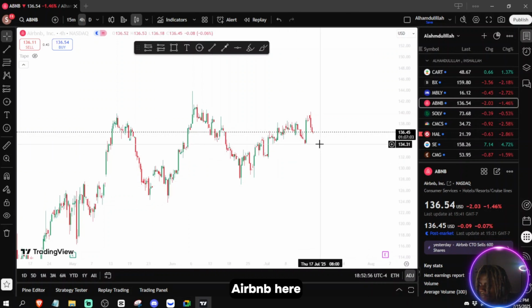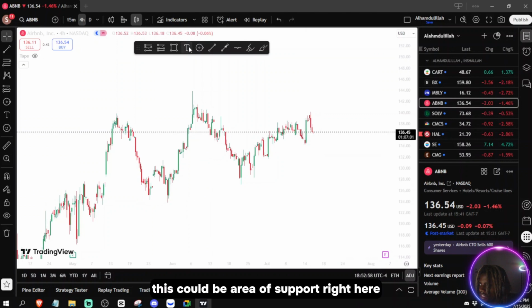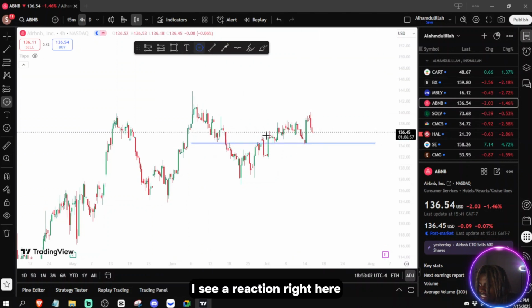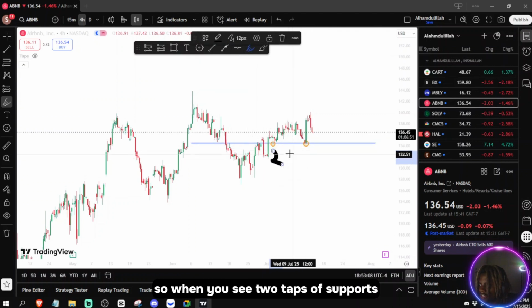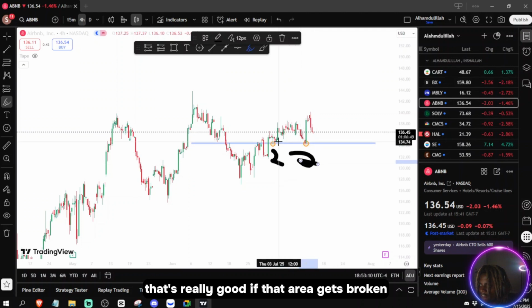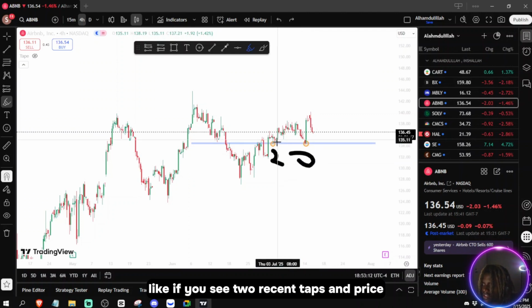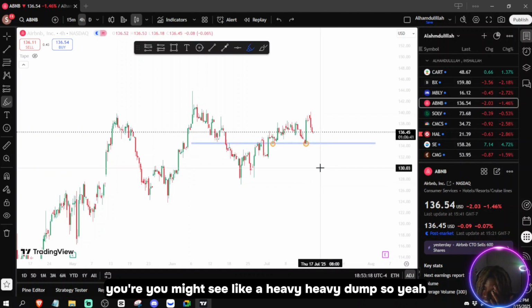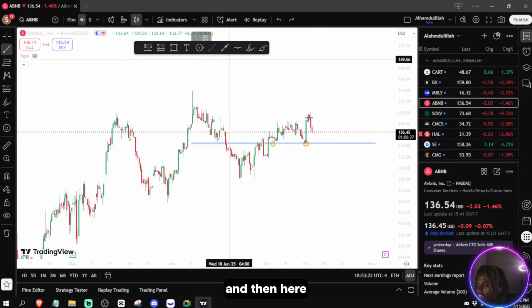Airbnb here. This could be area of support right here. I see a reaction right here, and then also hunted it again. So when you see 2 taps of supports, that's really good. If that area gets broken, like if you see 2 recent taps and price hasn't been underneath it since, if that gets broken, you might see like a heavy dump.